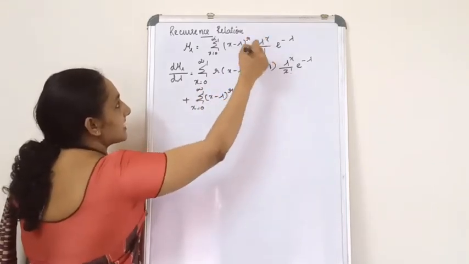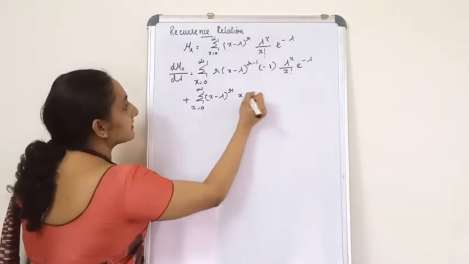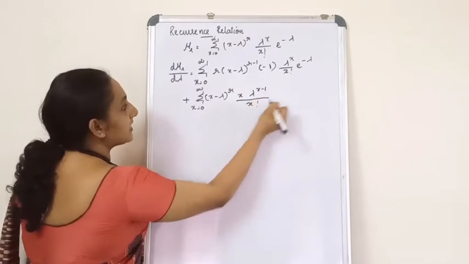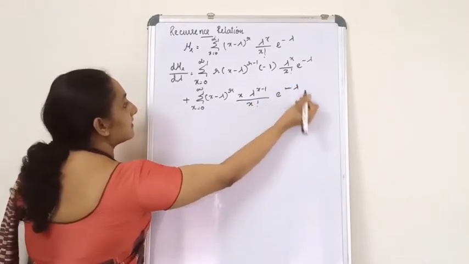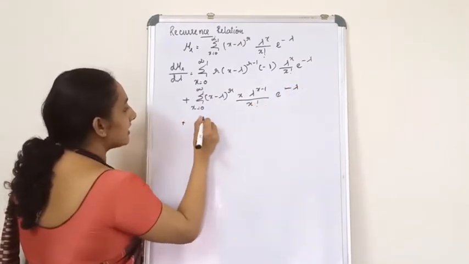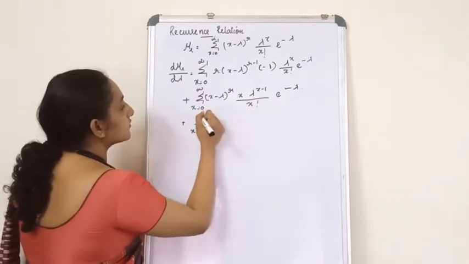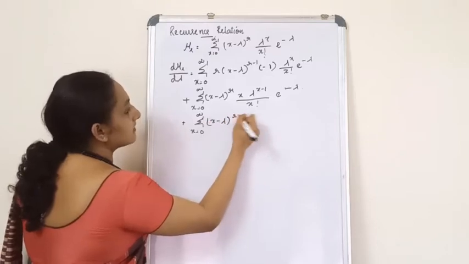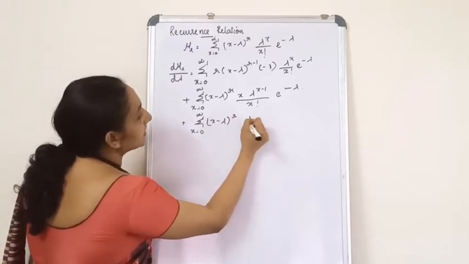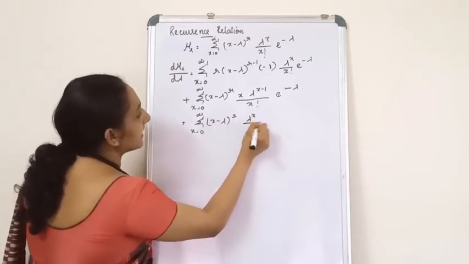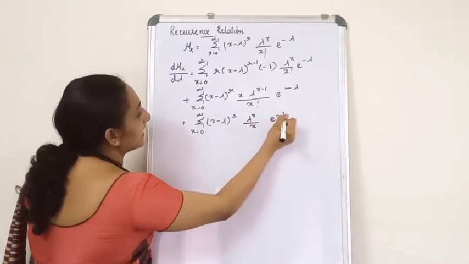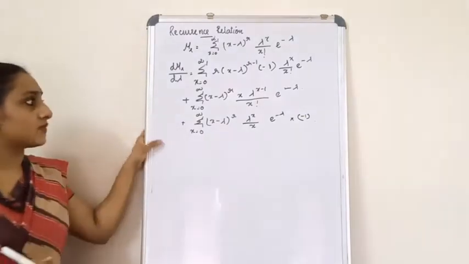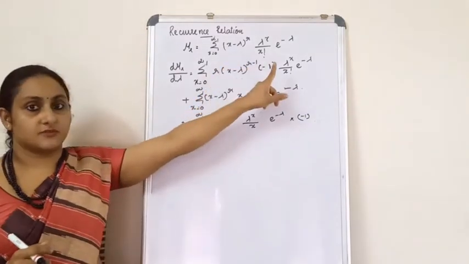Now the second term, I'm going to differentiate the second term: x into lambda raised to x minus 1 divided by x factorial e raised to minus lambda, plus summation x equal to 0 to infinity (x minus lambda) raised to r, lambda raised to x by x factorial e raised to minus lambda into minus 1. So this is what we get when we differentiate this term.